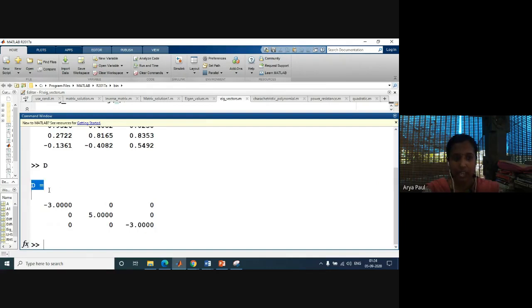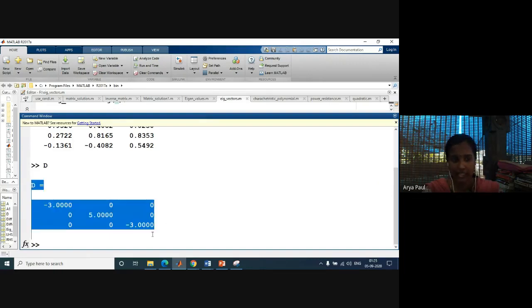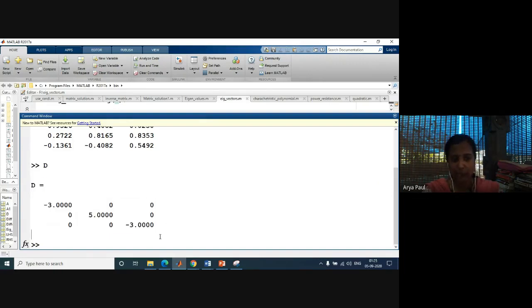So you can represent D as diagonal elements here. You are getting it as diagonal elements of a matrix. All the other elements will be 0. Only the diagonal elements will be the eigenvalues. I hope this is clear. This is the D, or eigenvalues. First eigenvalue is minus 3.